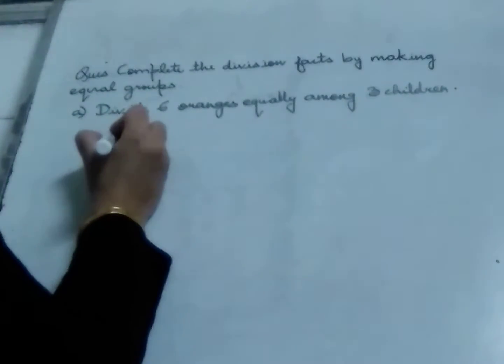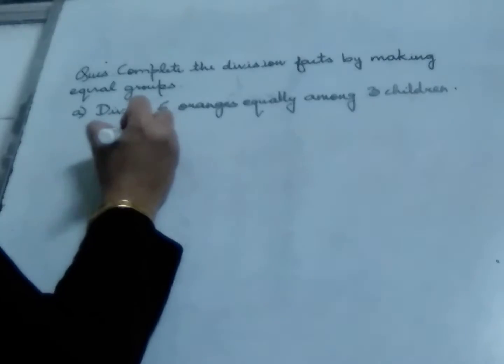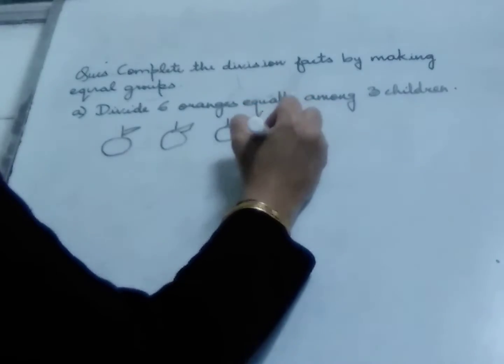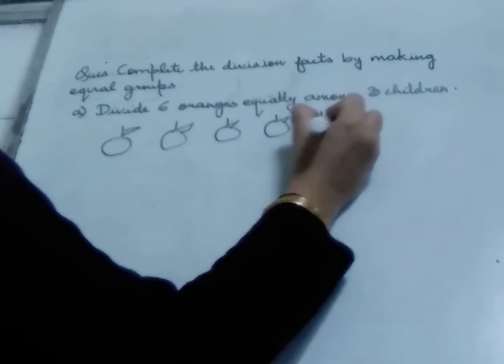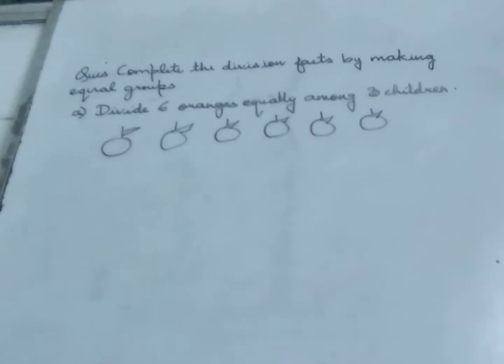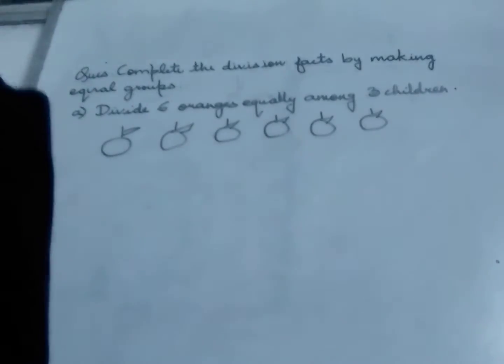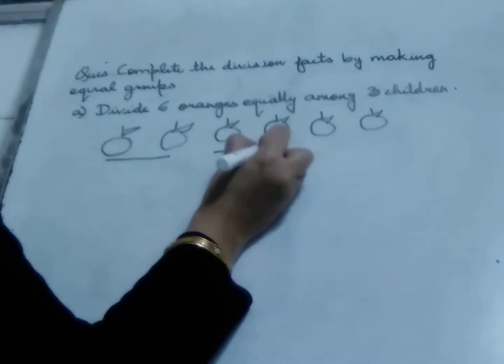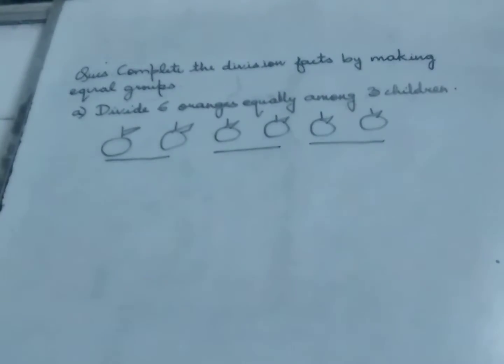So in equal grouping, what you have to do? In equal grouping, we make equal groups with a certain number of things in each group. So here the thing is orange. First make a drawing of 6 oranges. 1, 2, 3, 4, 5 and 6. Now make equal groups of 6 oranges so that they are divided. These oranges should be divided equally between 3 children. The children are 3. 1, 2, 1, 2, 1, 2.